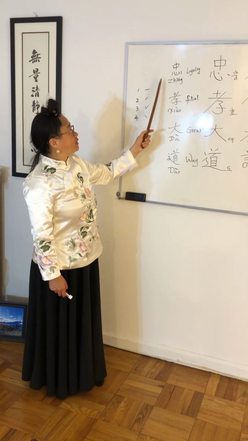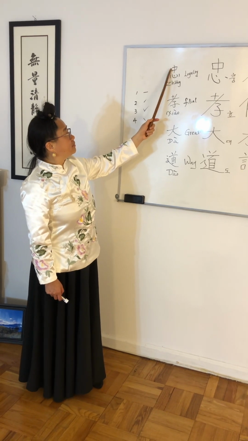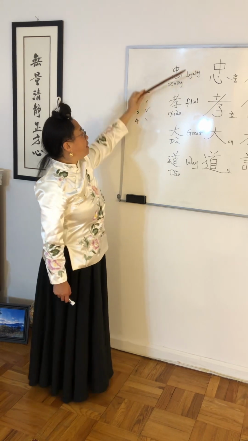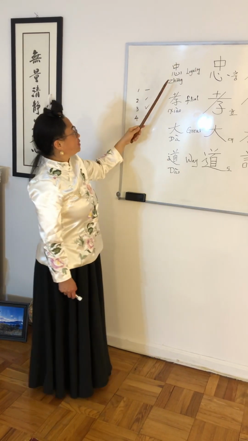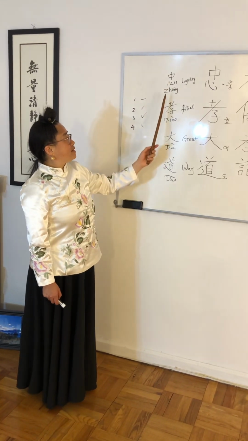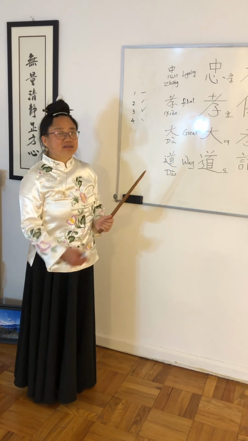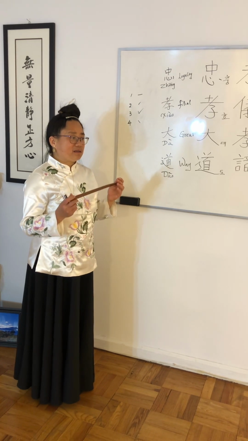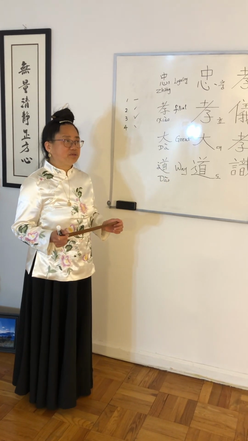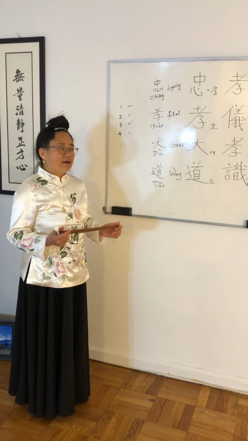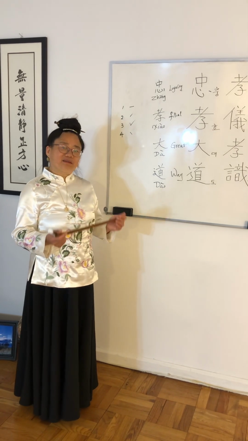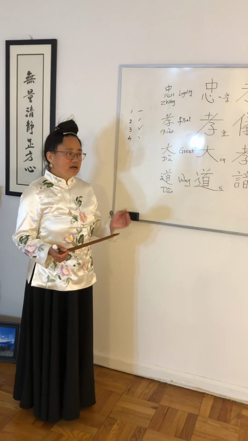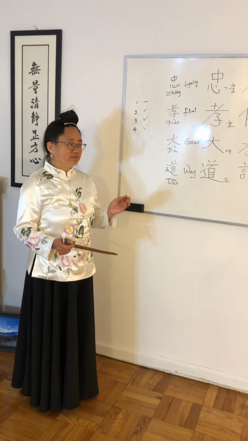忠 is loyalty. This word contains the top part, which means middle. The bottom part means heart. Now, this Chinese character basically is referring to a state of conduct, the human behavior, the relationship nature.